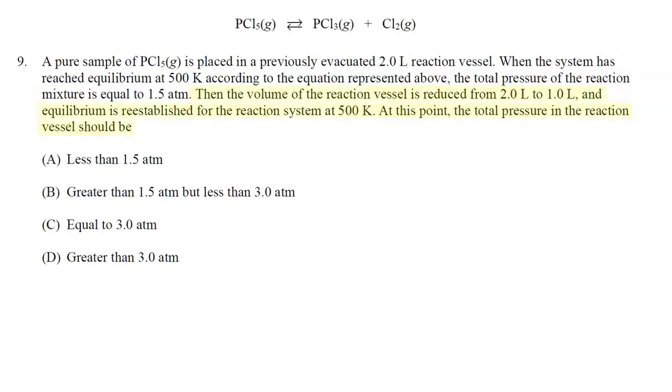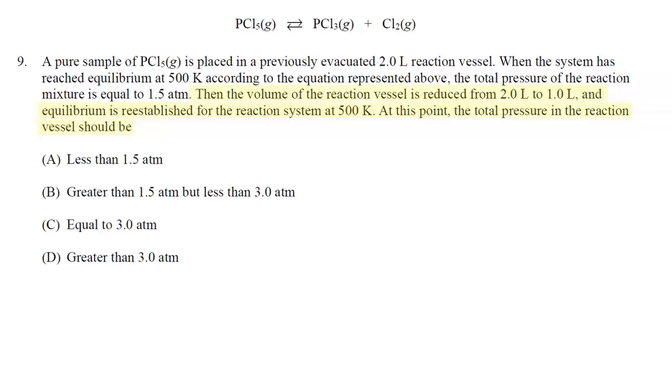Then, the volume of the reaction vessel is reduced from 2 liters to 1 liter, and equilibrium is reestablished for the reaction system at 500 Kelvin. At this point, the total pressure in the reaction vessel should be, and we are given 4 choices: less than 1.5 atmospheres, greater than 1.5 but less than 3 atmospheres, equal to 3 atmospheres, or greater than 3 atmospheres.